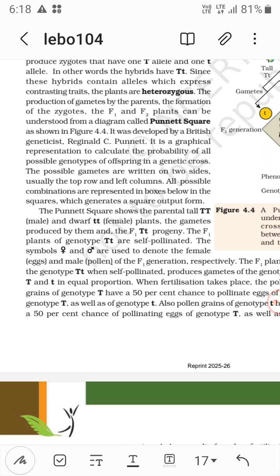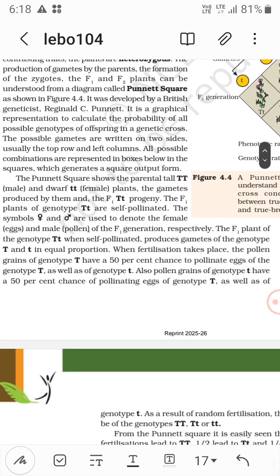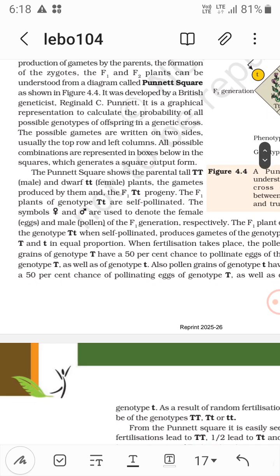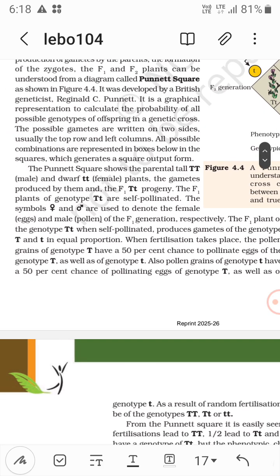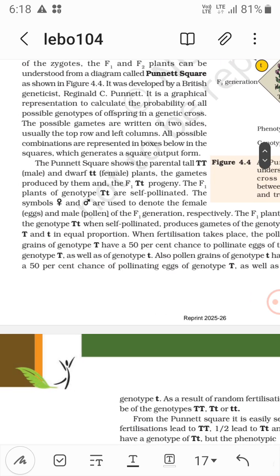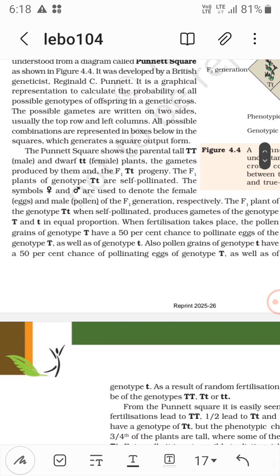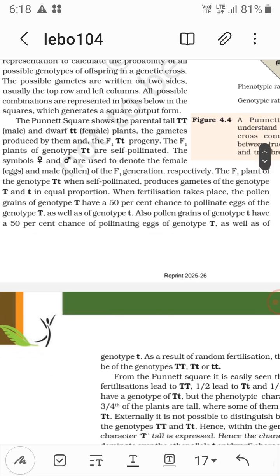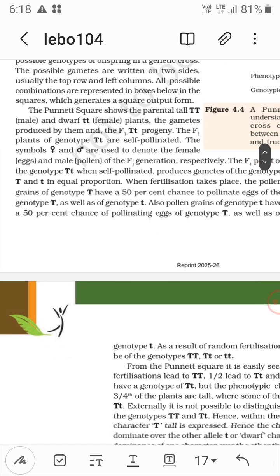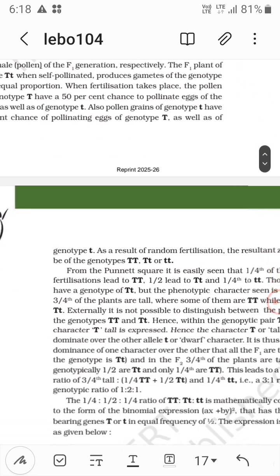The symbols you can see, downward for female and upward for male, represent eggs and pollen of the F1 generation respectively. Then the F1 plant of the genotype capital T small t, when self-pollinated, produces gametes of the genotype capital T and small t in equal proportion. So it is all about the 50%.